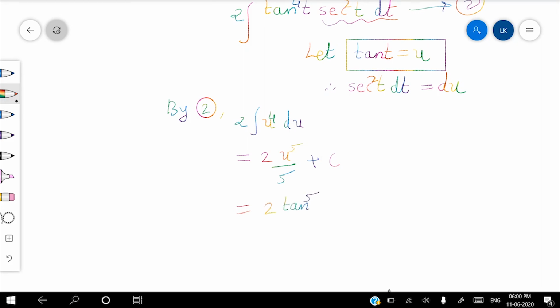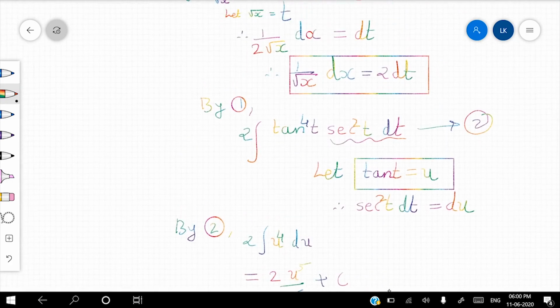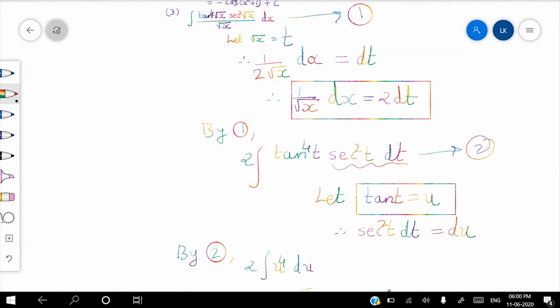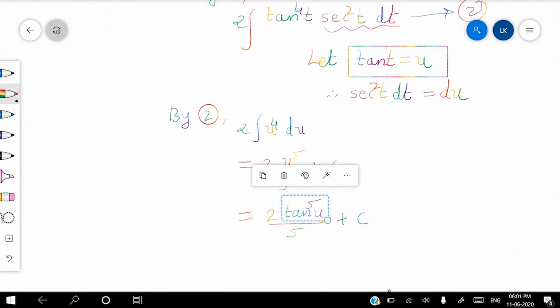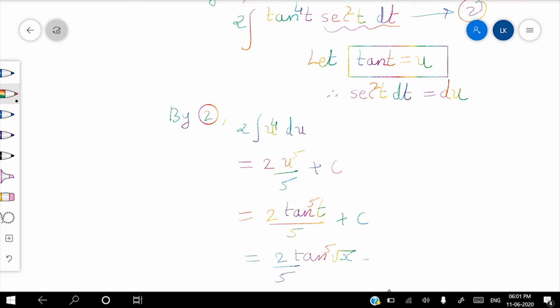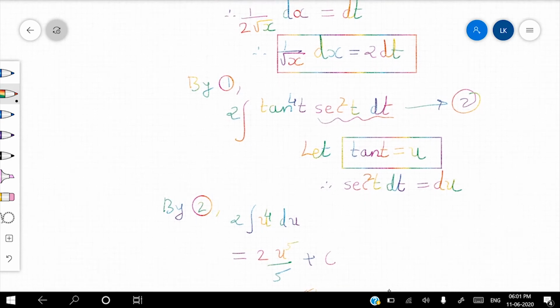Then putting the value, 2 into u to the 5 upon 5 plus C. Again, what is the value of u? Okay, tan t. Instead of u, there is tan t. That means 2 tan raised to 5 t. And what is the value of t? It is root x. That means 2 tan raised to 5 root x upon 5 plus c. This is the final answer.